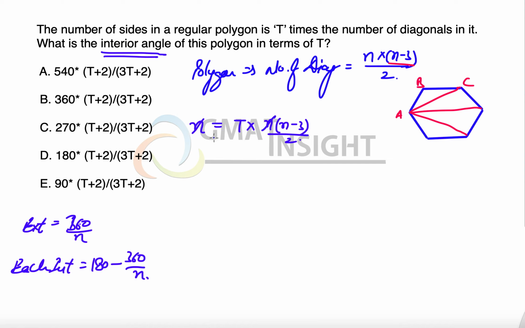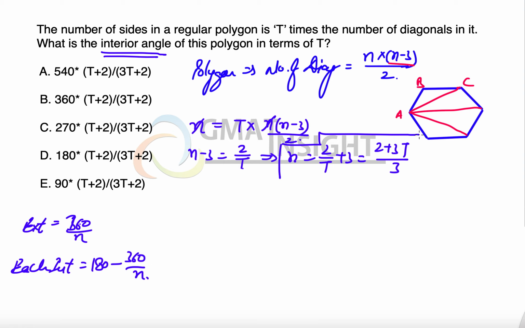n gets cancelled out here because n is a non-zero number. So we can say that n minus 3 is equal to 2 over t, which gives us n is equal to 2 over t plus 3, which eventually gives us 2 plus 3t divided by t.